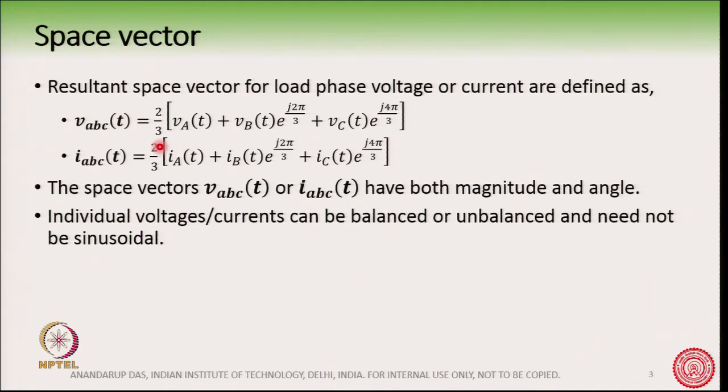But what does this mean physically? If you want to visualize it, it means that there are 3 stationary axes: the A axis, then a B axis and then a C axis. There are 3 quantities I_A(t), I_B(t) and I_C(t). These 3 quantities are on these axes and they are oscillating. So, I_A(t) is oscillating here, I_B(t) is oscillating on this axis and I_C(t) is oscillating on this axis.